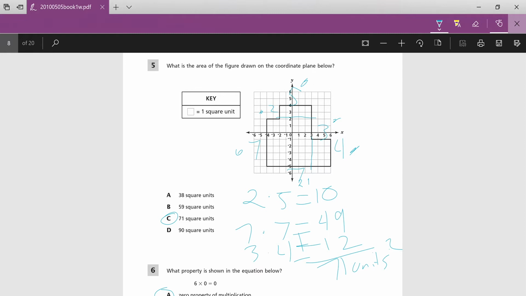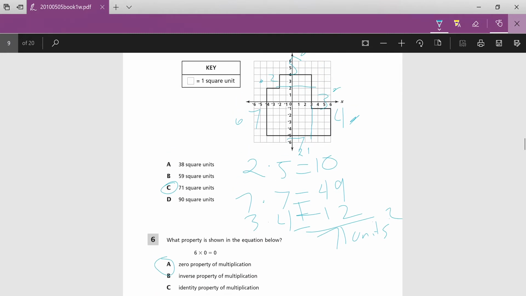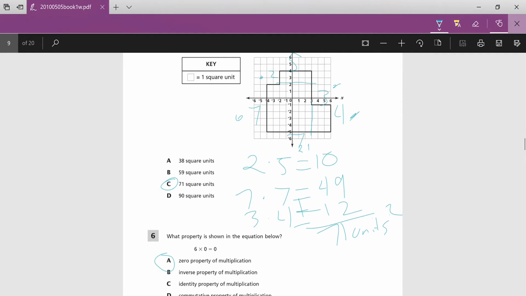So what I would do would basically just add up all of the areas of these shapes together. So as you can see, I did 2 times 5 equals 10, 7 times 7 equals 49, and 3 times 4 equals 12. I did this because area for rectangles and squares is length times width. And then when I add them all together, it would be 71 units squared.